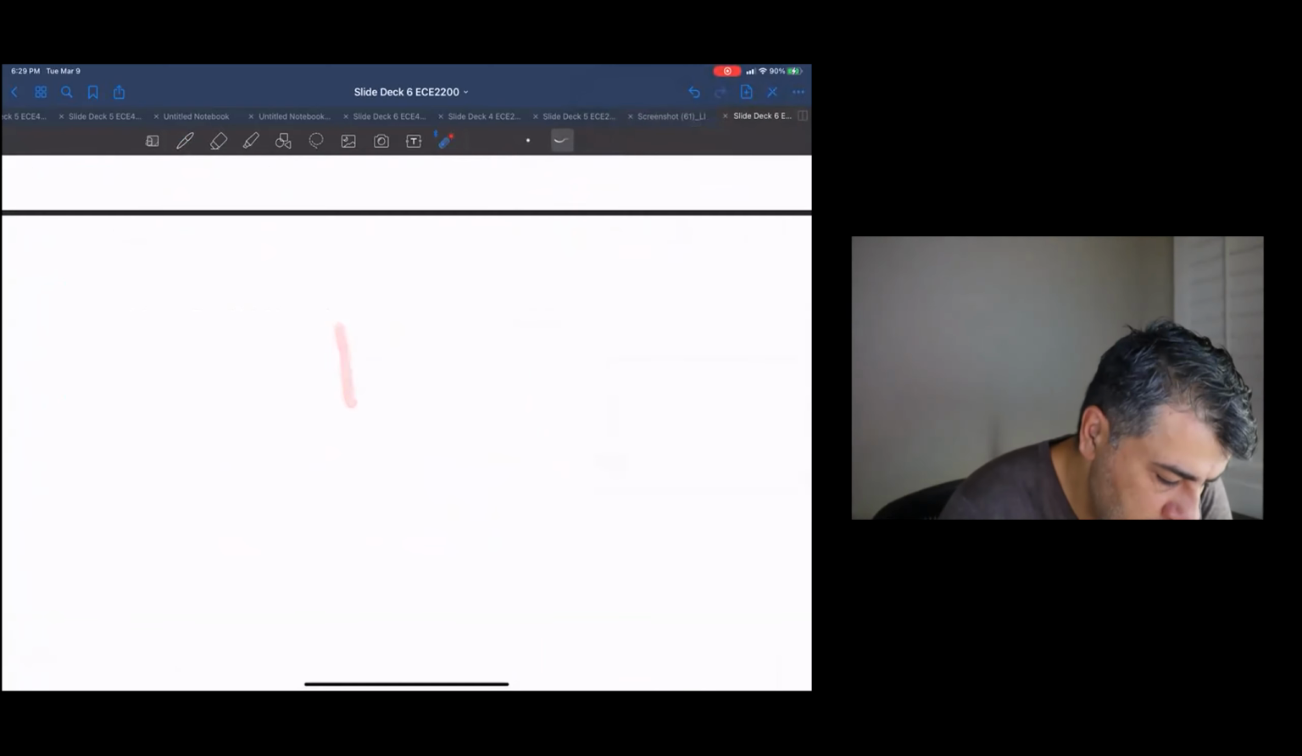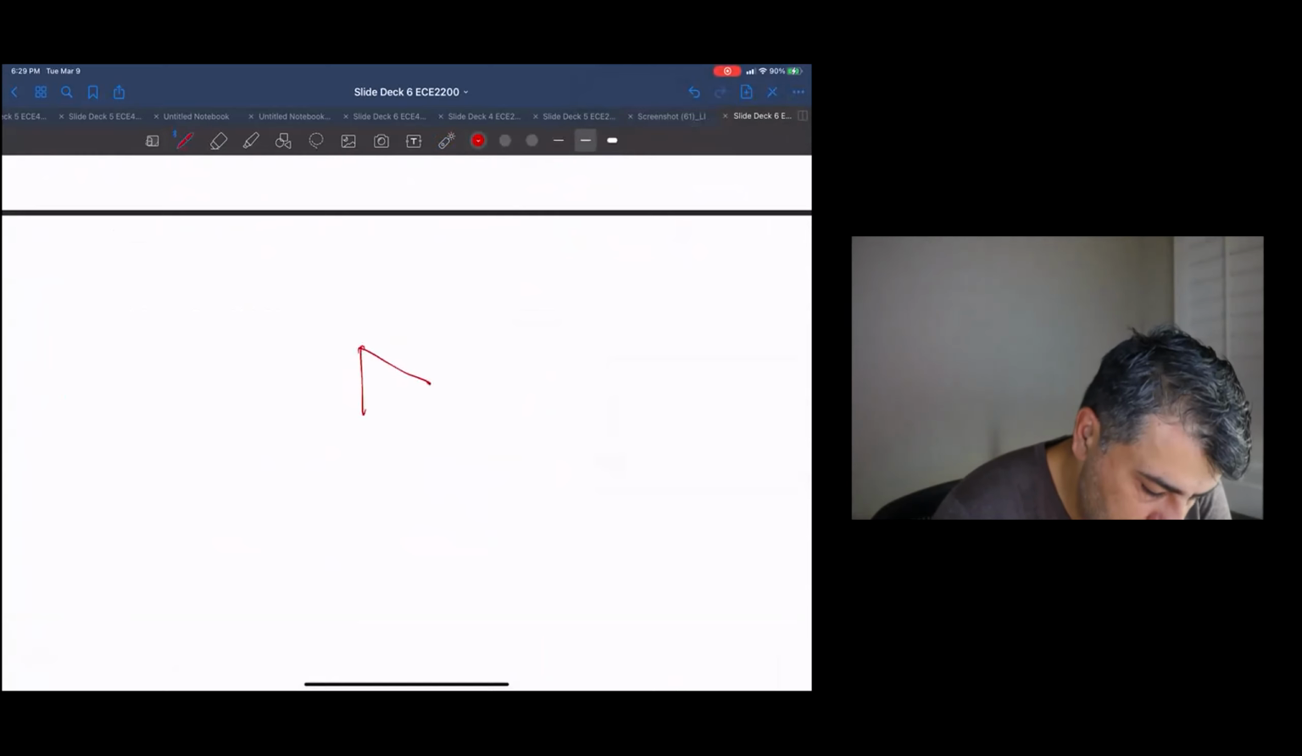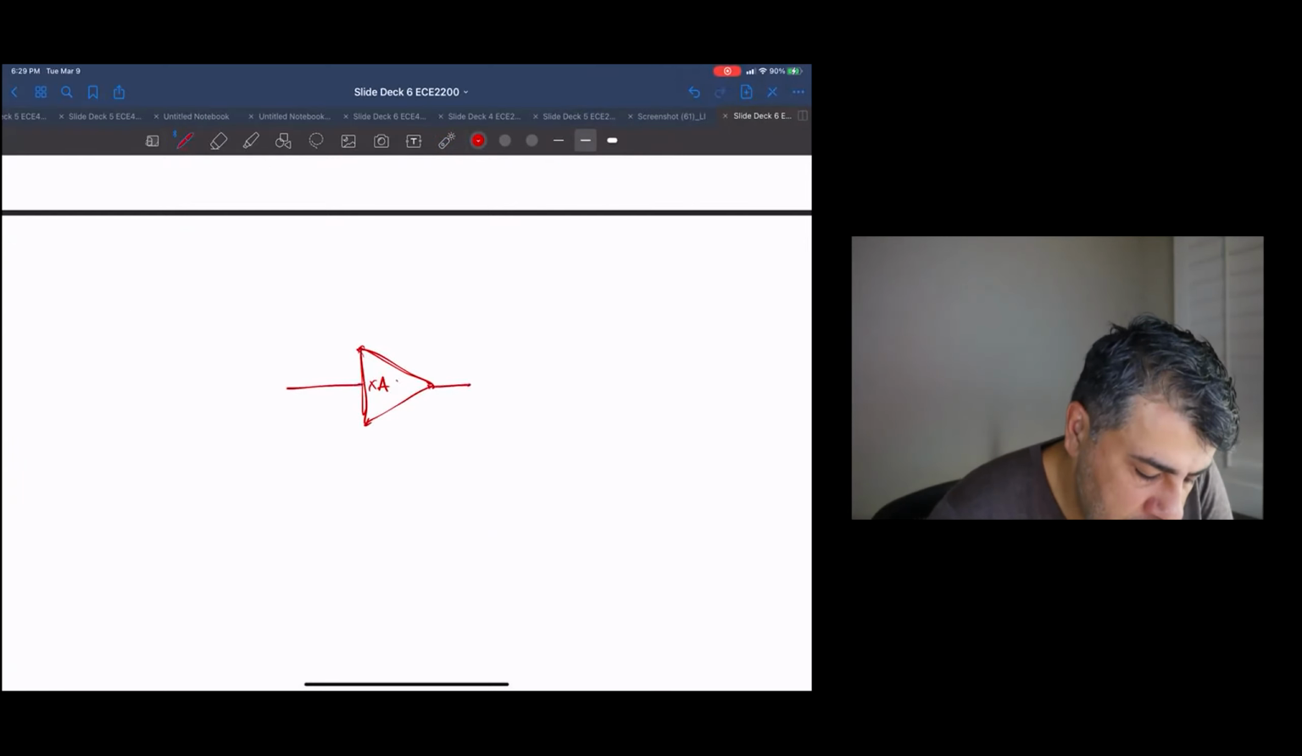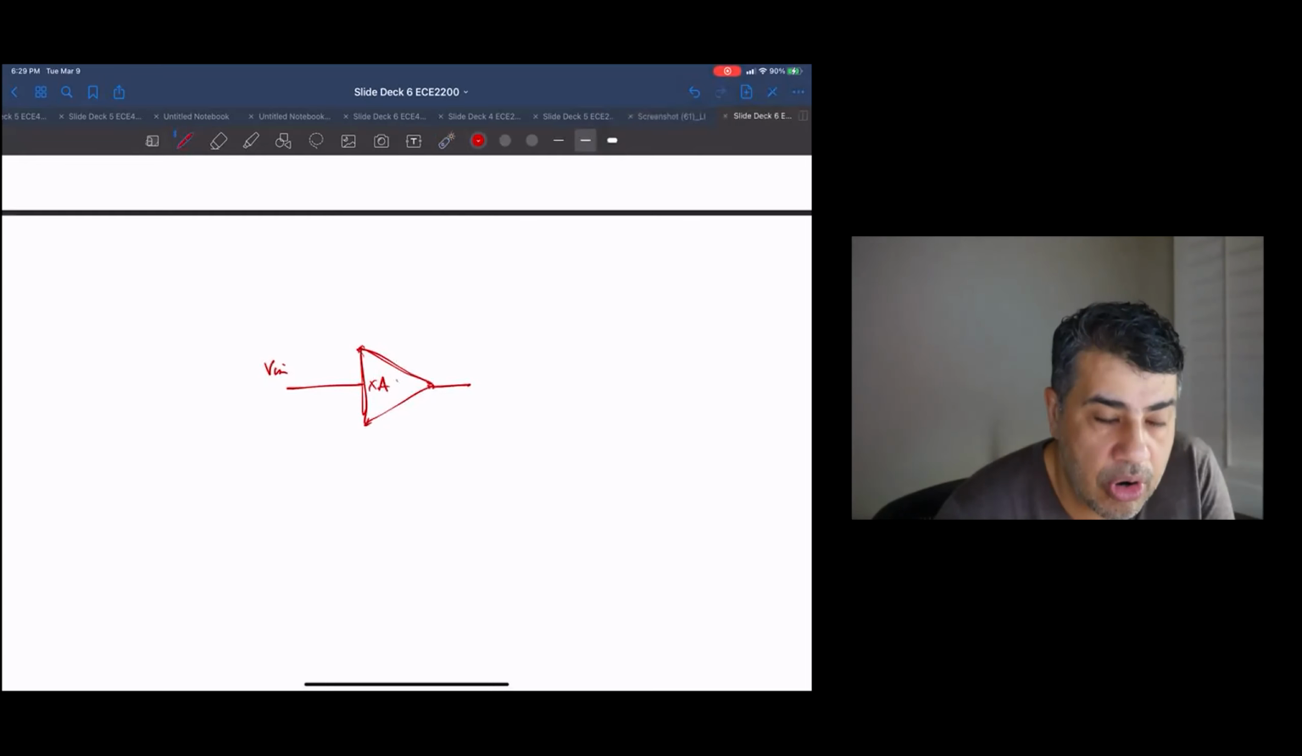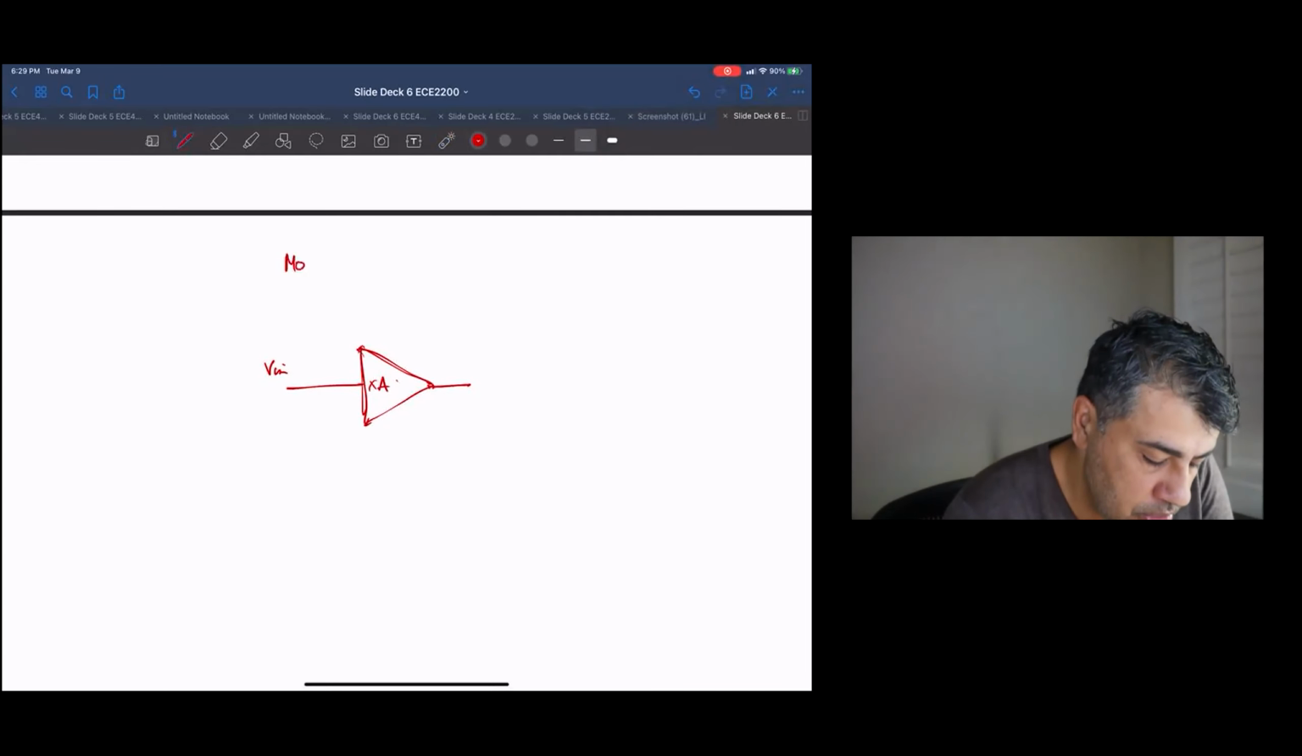So this is the symbol for an amplifier. Usually you have an A, or you put a times A or whatever in there. And you get a simple signal in. And most amplifiers are voltage amplifiers. So most amps are voltage amps.